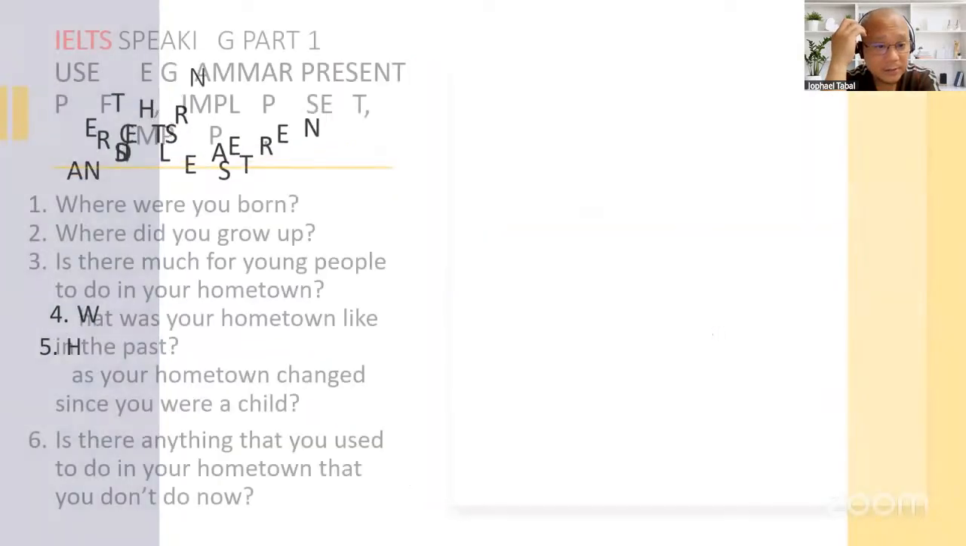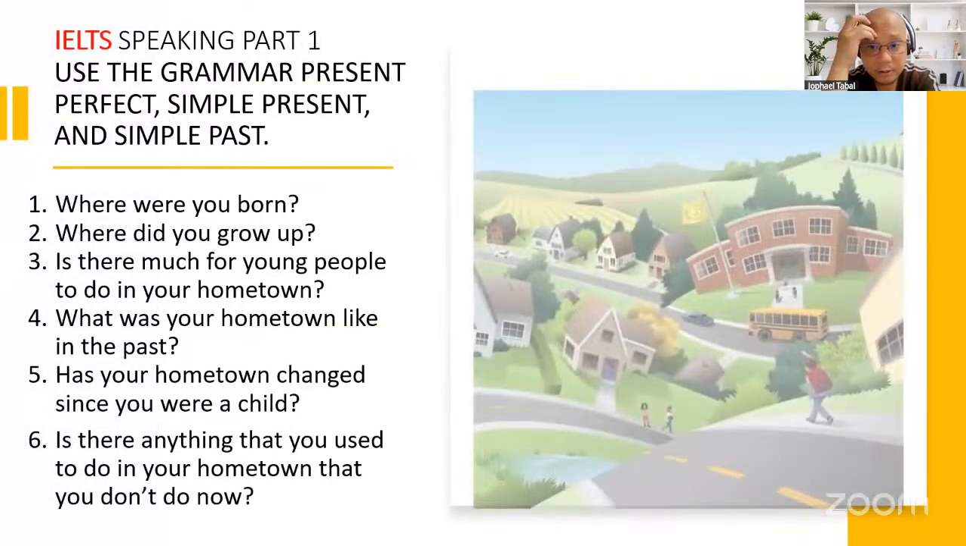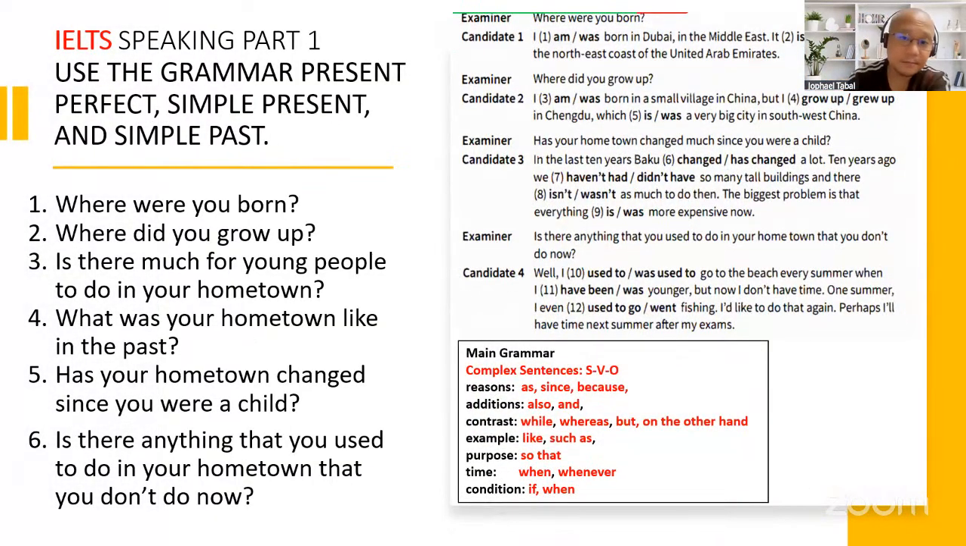Now let's answer these questions here. As you notice, everyone, in the model answers we can see at least two sentences. So for each question you have to answer in two sentences. For example, where were you born? I was born in Dubai, in the Middle East. Very clear. It is situated on the northeast coast of the UAE. So as you can see, this is two sentences, okay?